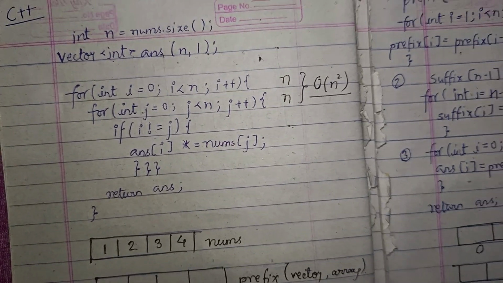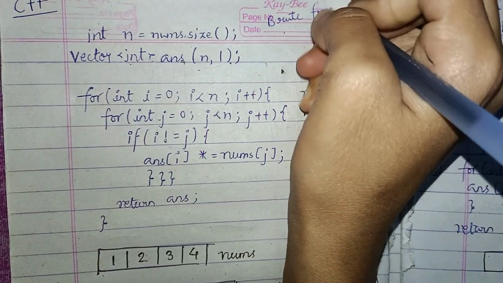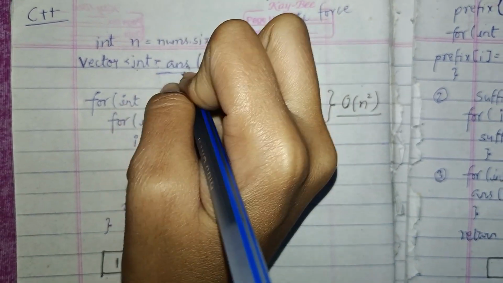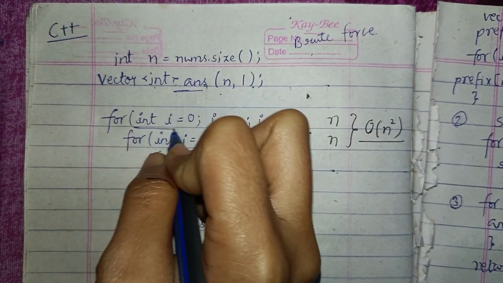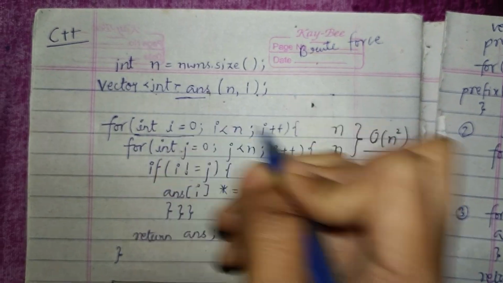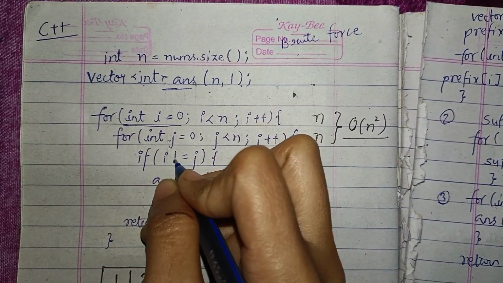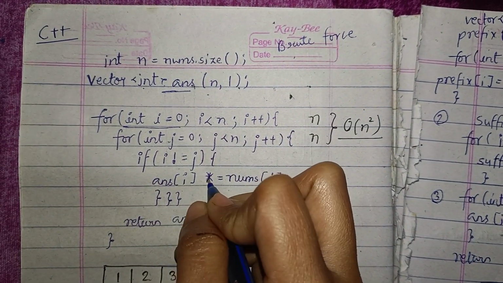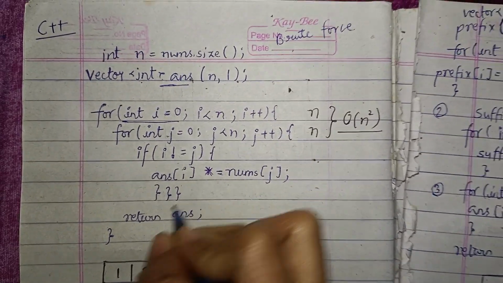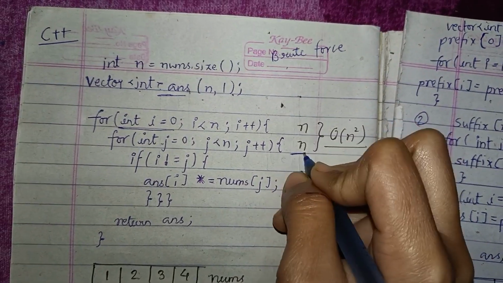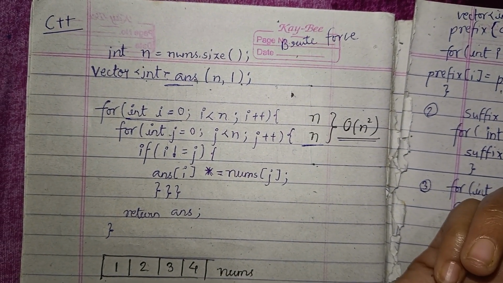As you can see in the code of our brute force, here we have made a vector which is ans, and this is our first loop, where i is equal to 0, i is less than n. We are traversing with the loop and j, and if i is not equal to j, we are multiplying it and storing it in our ans. But the problem is here we are taking big O of n square time complexity. So how can we reduce this?